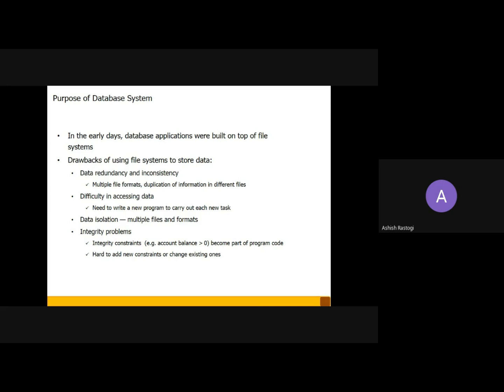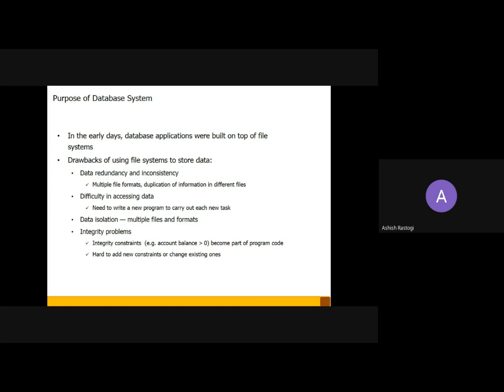So in the file system, it is very difficult to access data as compared to the DBMS. Next is data isolation. Data isolation means that in the file system there are different file formats, and it is very difficult to gather the data in a single format. But in the database management system, there is an integration operation so that we can access the different types of data in a single format easily. So data isolation can be performed in the DBMS, not in the file system.